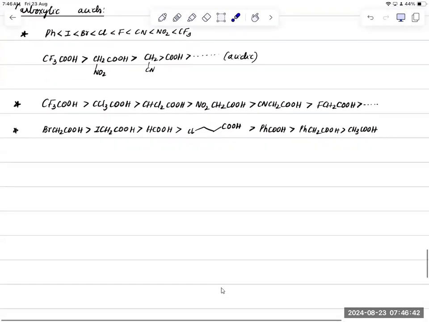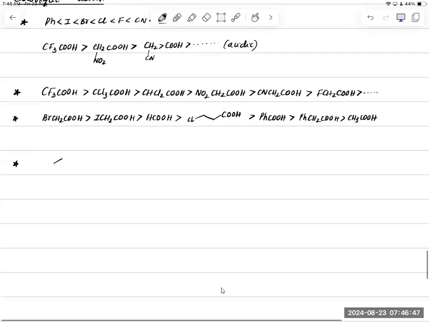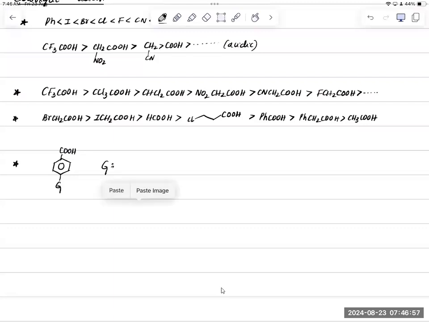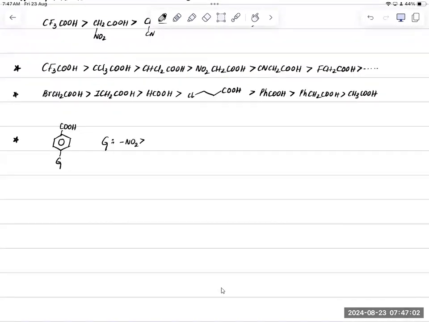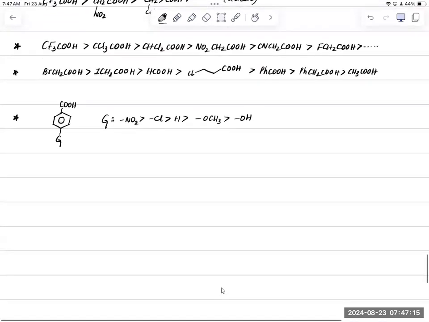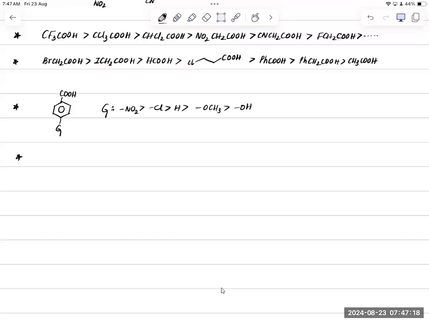Next one, if you have benzoic acid with groups at the para position, I'll directly write the order. So anything which is withdrawing like NO2 is more than chlorine, more than hydrogen, more than OH, OCH3, and so on. This is the order for benzoic acid.